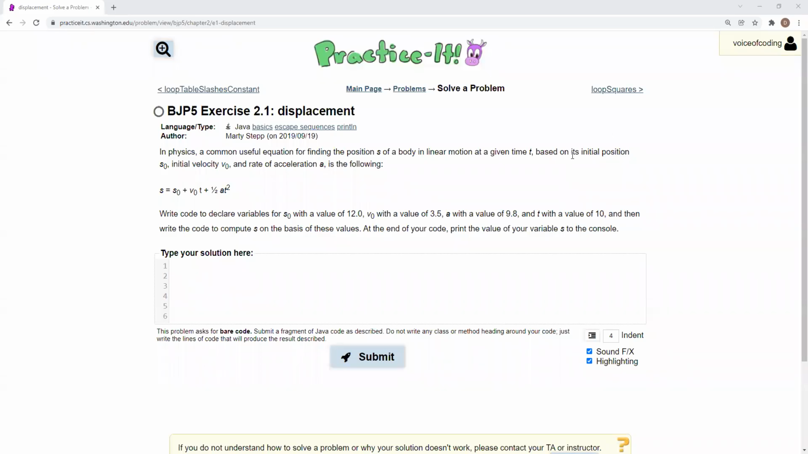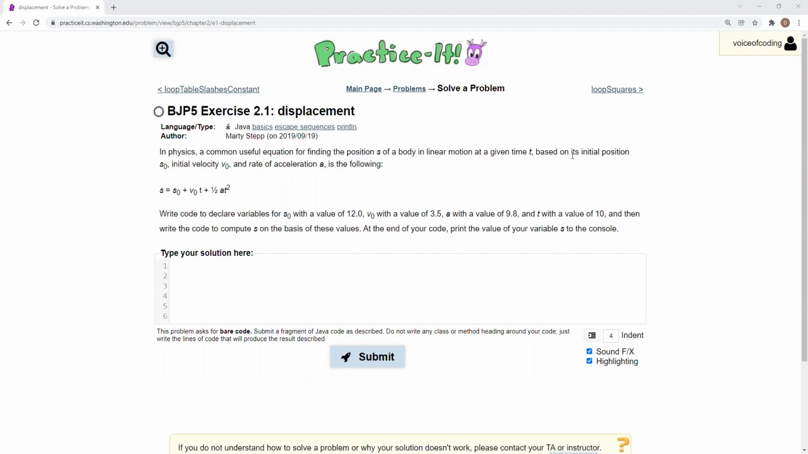Hello. Today we'll be solving exercise 2.1 displacement on Practice-It. The question reads, in physics, a common useful equation for finding the position s of a body in linear motion at a given time t based on its initial position s naught, initial velocity v naught, and rate of acceleration a is the following. S equals s naught plus v naught times t plus 1/2 a times t squared.